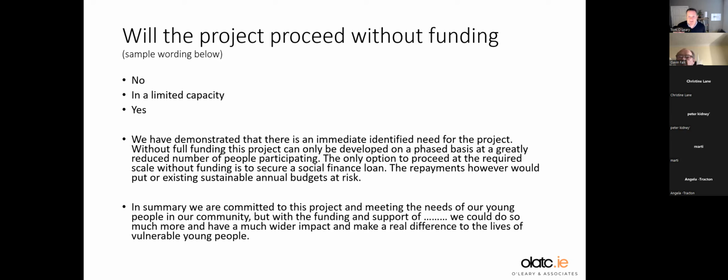I'm saying three things in that paragraph. One is that we've proven there's a need for it and the project needs to go ahead. I'm saying that we will do it anyway, but we have to do it on a greatly reduced basis and a lot of people won't be able to benefit from it.